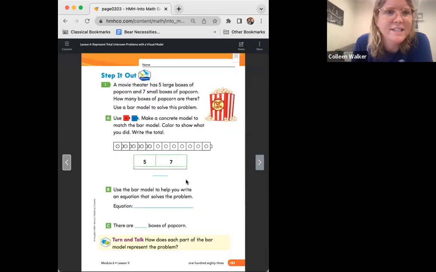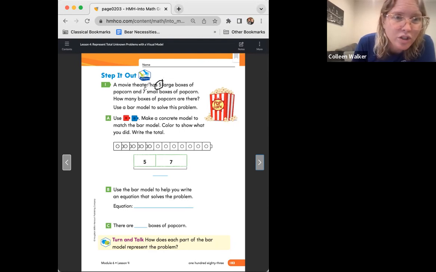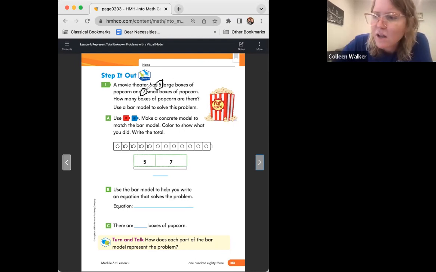All right, it's time to step it out. So it says a movie theater has 5 large boxes of popcorn and 7 small boxes of popcorn. How many boxes of popcorn are there? So what are our steps? Yes, if you said circle the numbers, that's right. We're circling the 5, we're circling the 7. Friends, do you see any keywords?